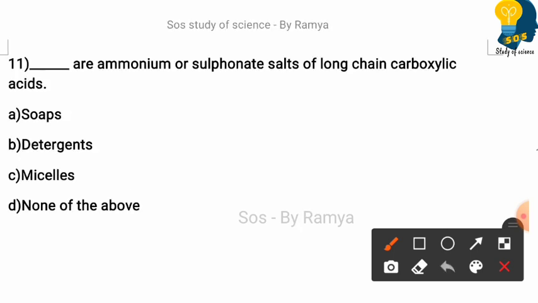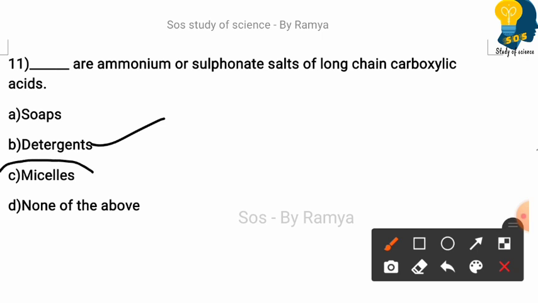The next question is: dash are the ammonium or sulfonate salts of long chain carboxylic acids. The options are A soaps, B detergents, C micelles, and D none of the above. You all know the definition of soaps: soaps are the sodium salts. So the first option is not correct. Detergents are the ammonium or sulfonate salts of long chain carboxylic acids. This is the definition for detergent. So the correct answer is detergent.